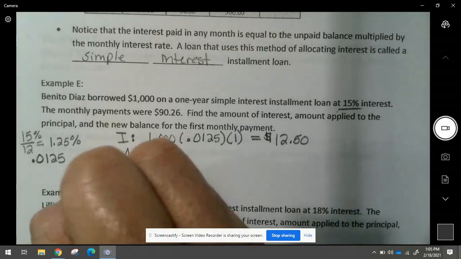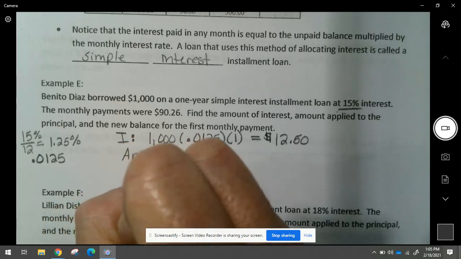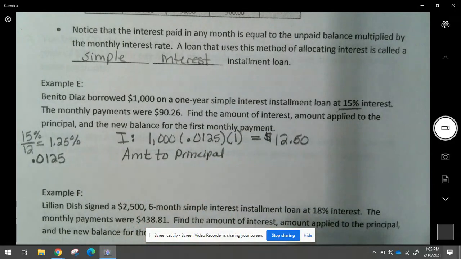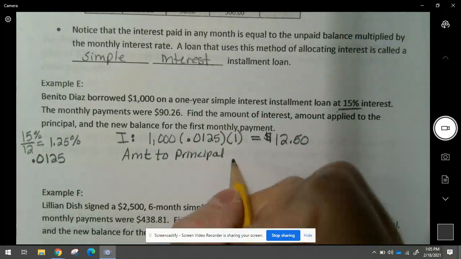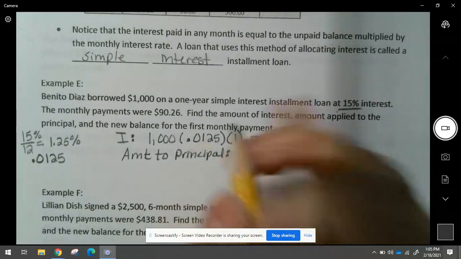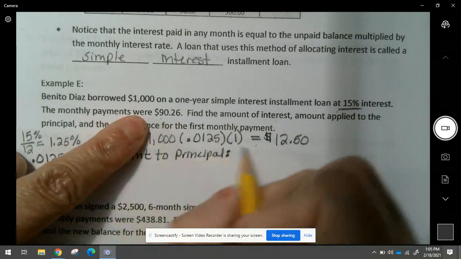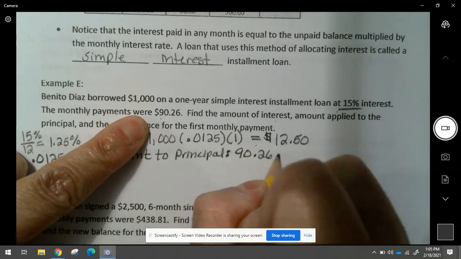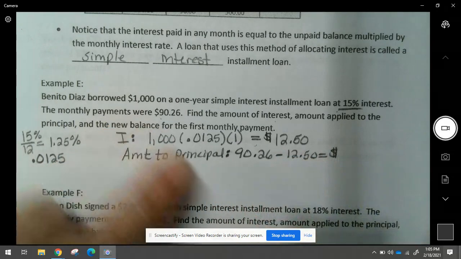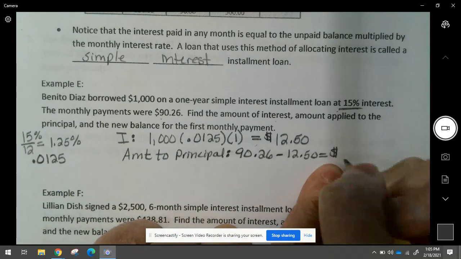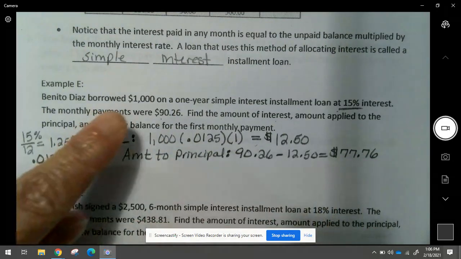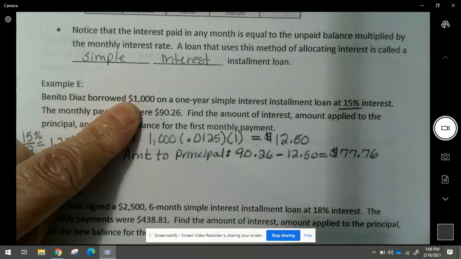Okay, so we're going to calculate what is called the amount to principal. And what this means is we're going to subtract the interest off of our payment. All right, so we know our payment is $90.26, and we're going to subtract off this interest amount. And this amount that we get when we do that subtraction is going to be the amount they will apply to the principal balance. The principal balance at the beginning was $1,000, right?